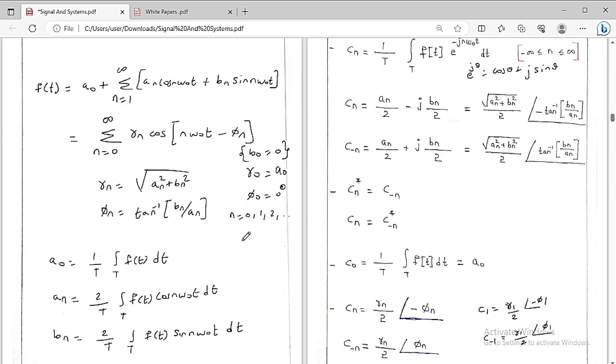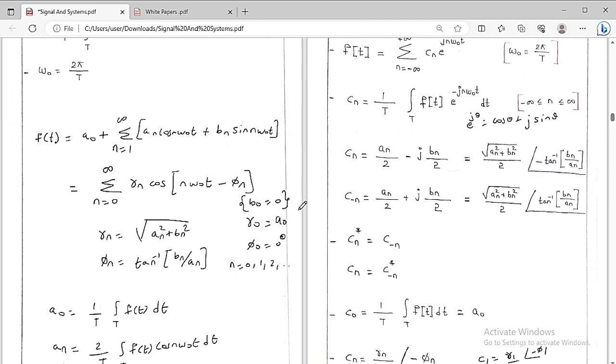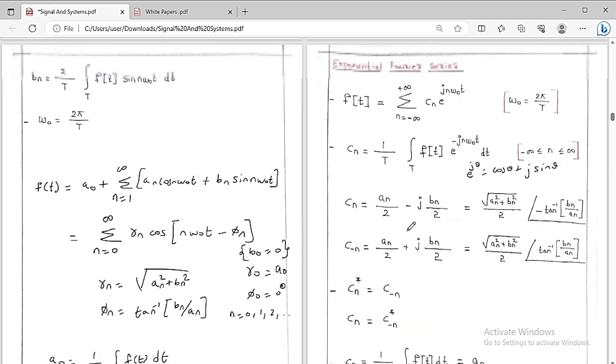So finally, if I'm going to correlate the trigonometric Fourier series and the exponential Fourier series, then what I can say here: f of t is equal to sigma n is equal to minus infinity to plus infinity Cn e to the power of jn omega naught t, and omega naught is equal to 2 pi by T. And here Cn is equal to 1 by T integration over T f of t e to the power of minus jn omega naught t dt, and the value of n lies from minus infinity to plus infinity.